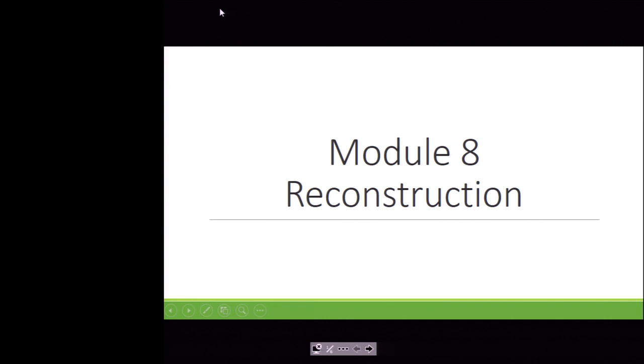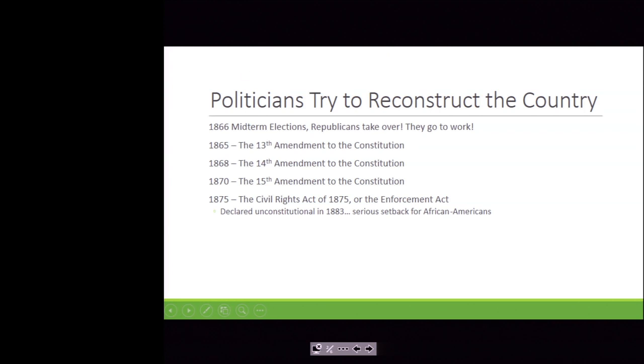Since our last lecture video was so long and complicated, it was like an overload of information. I really worked to try to keep this one short, sweet, to the point. So we only have two main themes or two big ideas that we're going to be talking about today. First thing, Reconstruction, and second thing, the end of Reconstruction. Simple, no troubles. So let's get to it.